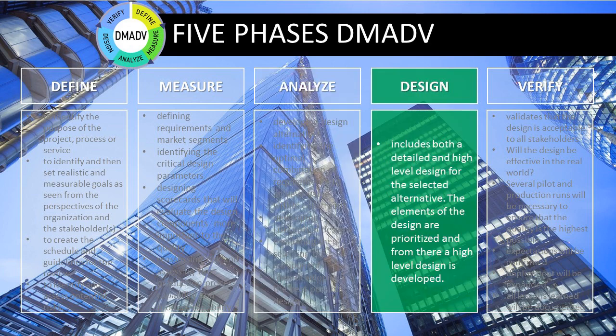Next to analyze is design. This stage of DMADV includes both a detailed and high-level design for the selected alternative. The elements of the design are prioritized, and from there, the high-level design is developed.